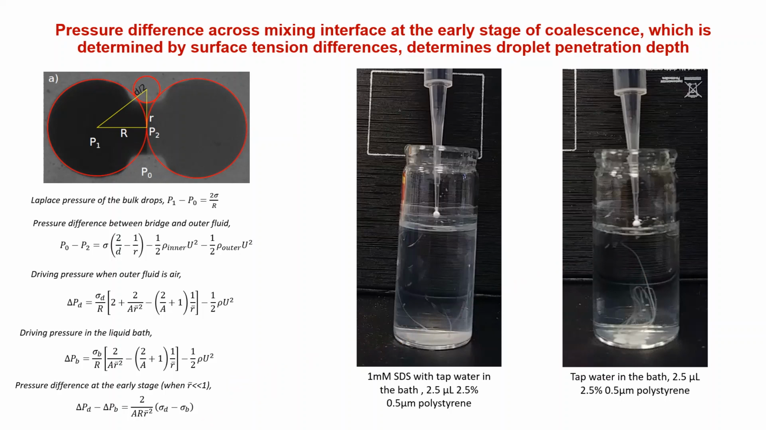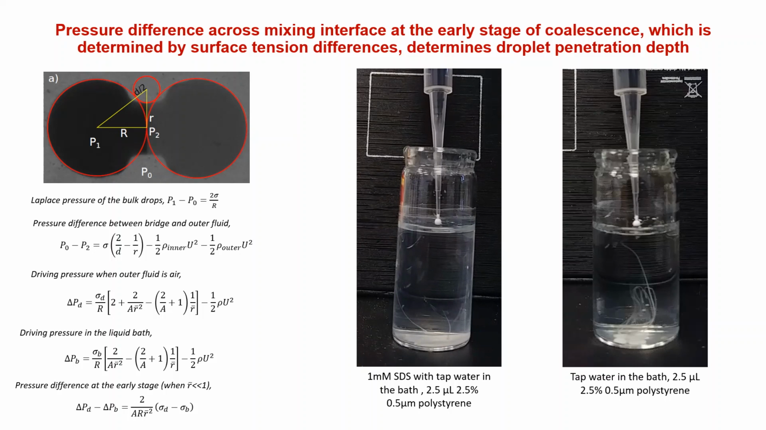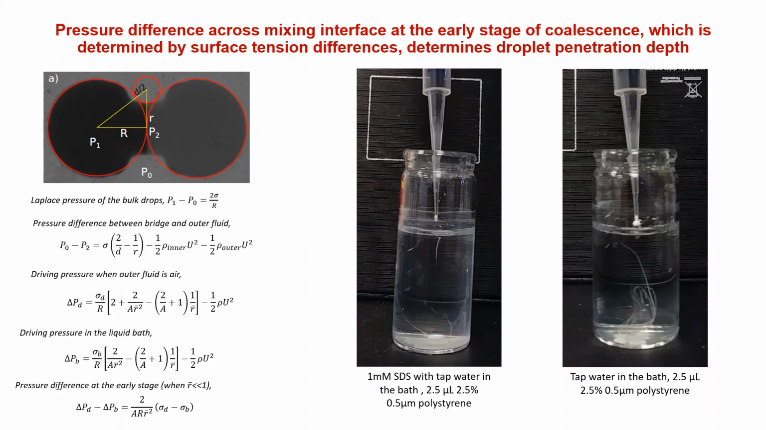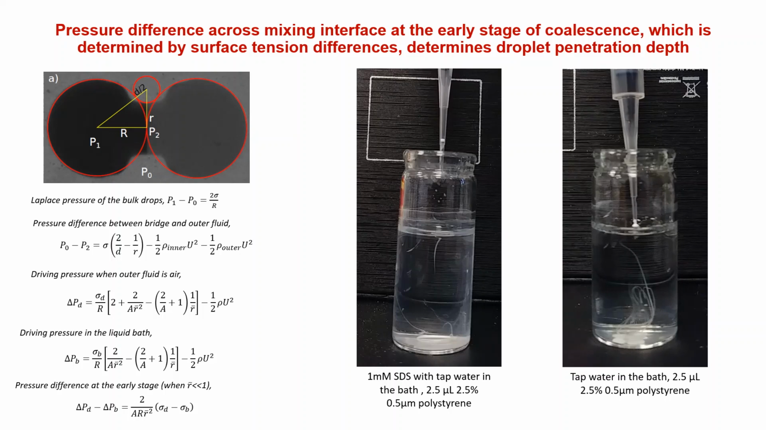Okay, let's see the video first. You see, the moment it touches, the droplet goes all the way down. So it travels very far, right? If I look at the right video, once it touches, it doesn't go far away. So exactly the same thing can happen in the cell. When there is a cell membrane tension difference, then the viral RNA will travel further away from the cell membrane.